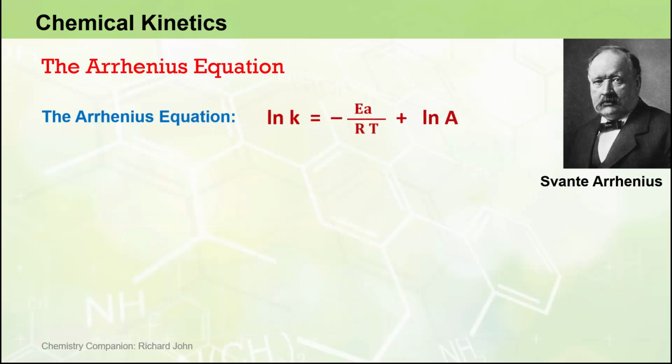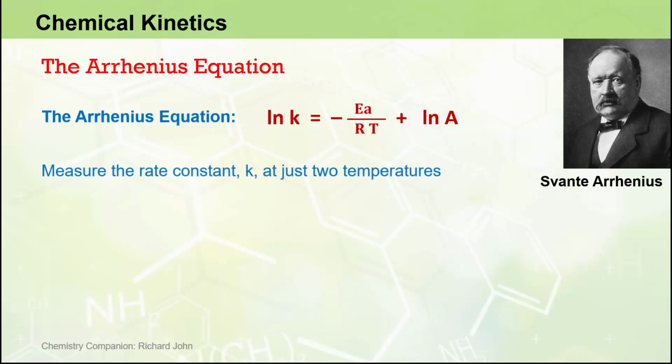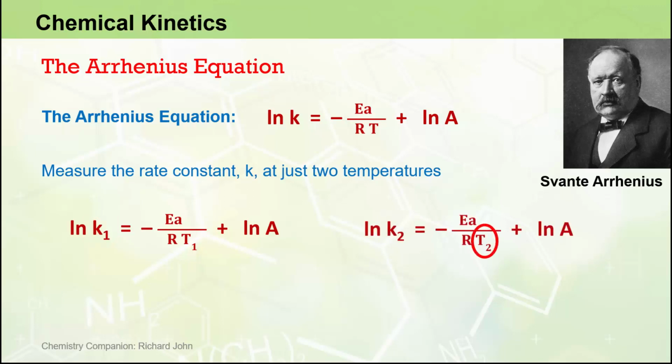In practice, however, it is generally more convenient to use this version of the Arrhenius equation and measure the rate constant k at just 2 temperatures. If we carry out a reaction at one temperature T1, we can use experimental approaches already seen in previous videos to determine the value of the rate constant k at that temperature. And if we carry out the same reaction at a different temperature T2, we can determine the rate constant at that second temperature, leaving us with 2 different versions of this equation containing rate data from experiments at 2 different temperatures.